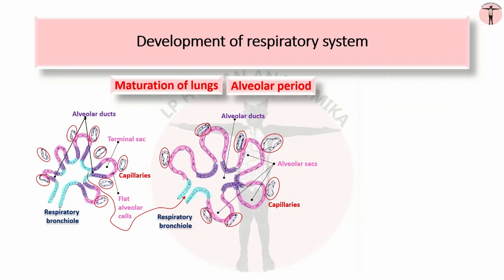The alveolar period extends from 32 weeks to 8 or 10 years. During the alveolar period, there is a further increase in the number of alveoli.